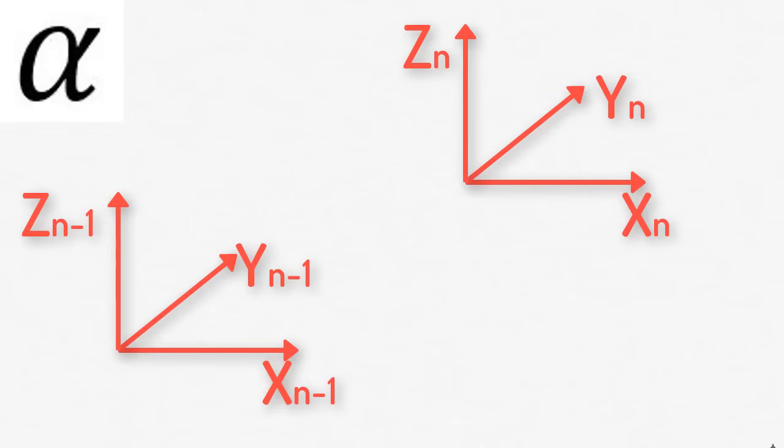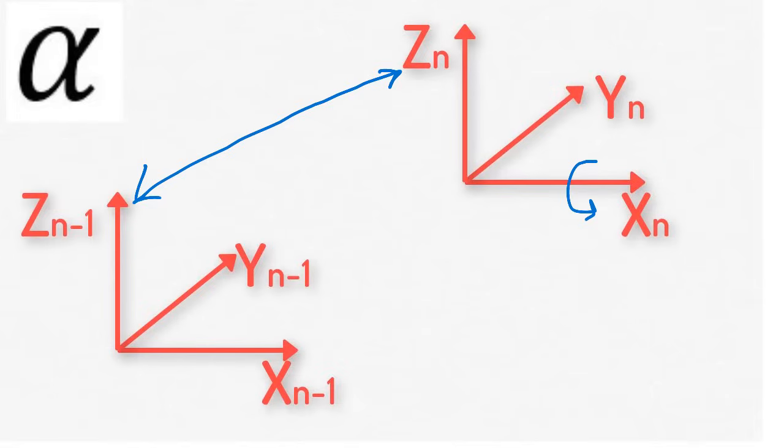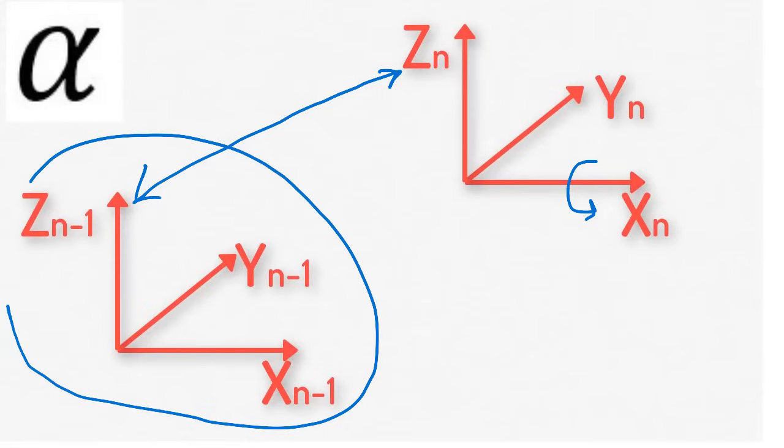Okay, secondly, the rotation alpha is defined as the rotation around x n that is required to get axis z n-1 to match axis z n. Now keep in mind that even though the axis we're rotating around is the x n axis, the frame that we're going to rotate is the n-1 frame. In other words, we want to ask ourselves, how do we have to rotate the n minus 1 frame around the axis x n in order to get the axis z n minus 1 to match axis z n.